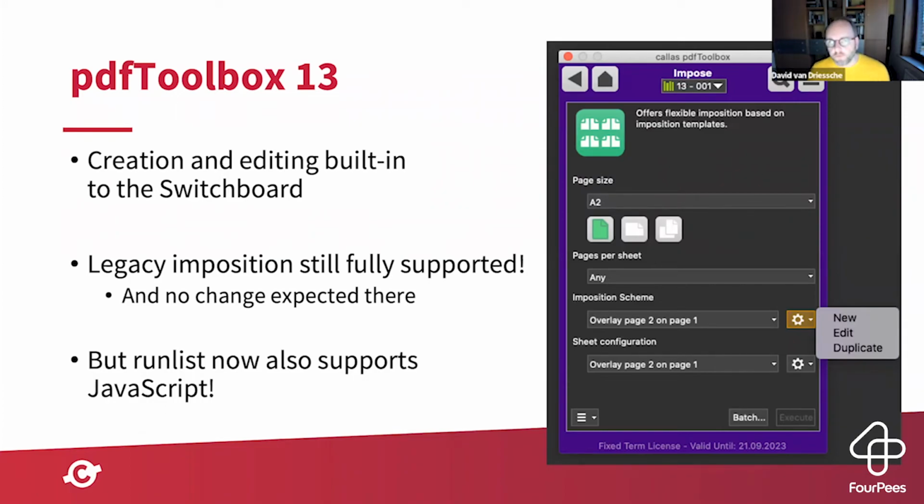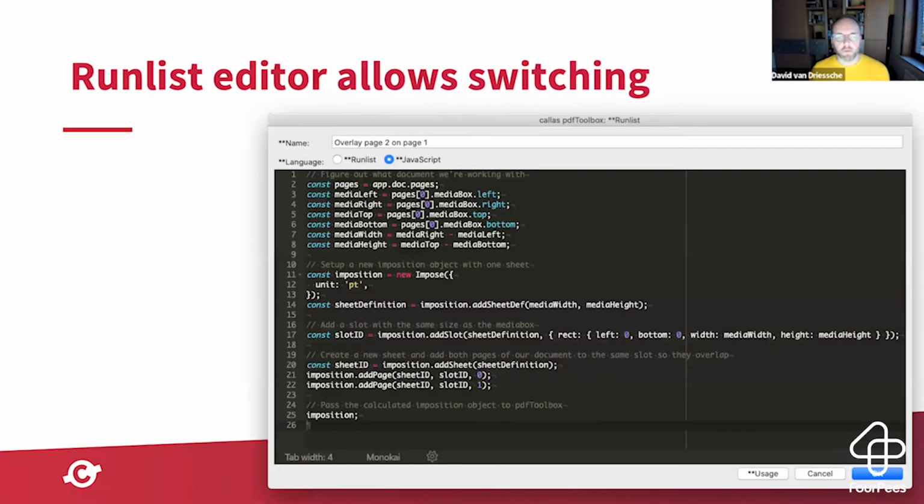It is supported. It is not going to change, obviously. But if you want to complement what you're doing with JavaScript and you want to switch to JavaScript, then you can do that as well. In the switchboard, you'll see that for the imposition file, so the run list file and the sheet config file, there now are also editors integrated. And so I can open that in there, and I can either have a classic run list, tab delimited, or I can have a JavaScript run list right in this editor. And as you can see here, the editor also supports syntax coloring and so on. So again, it makes it easier.